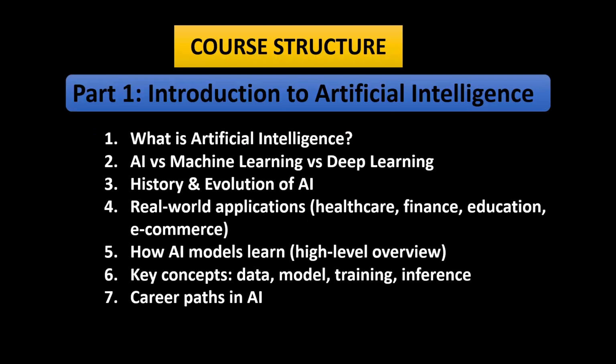Course structure. Part 1. Introduction to Artificial Intelligence. So in part 1, we will see what is artificial intelligence, AI versus machine learning versus deep learning. Then we will see history and evolution of AI. Then we will discuss how we can implement AI models in real world applications. Then we will see how an AI model learns with a high level overview.